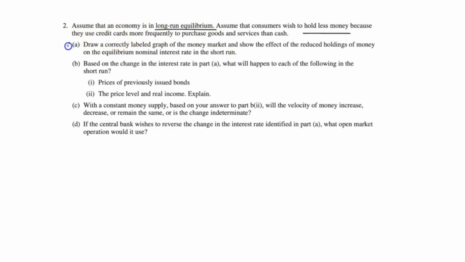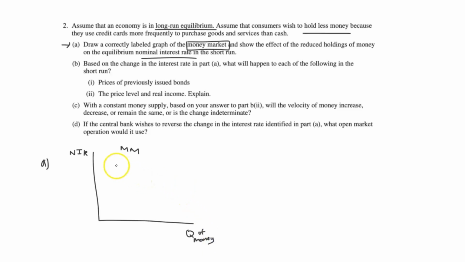Got it. So part A wants us to draw a correctly labeled graph of the money market and show the effect of the reduced holdings of money on the equilibrium nominal interest rate in the short run. So A wants us to draw a money market graph, and so that's what we're going to do. We're going to have our axes. We're going to call this money market, MM, and then on our y-axis we're going to have the nominal interest rate, so we're going to write NIR, and then on our x-axis we're just going to have the quantity of money. Okay, so the quantity of money is basically a measure of how much money people save or hold on to and store.